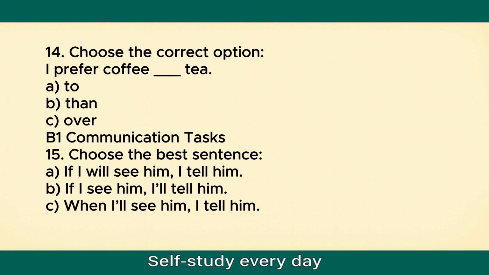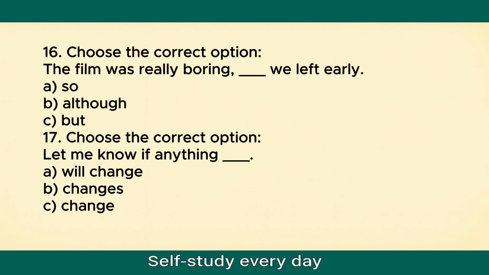14. Choose the correct option. I prefer coffee blank tea. A. 2. B. Then. C. Over. B1 Communication Tasks. 15. Choose the best sentence. A. If I will see him, I tell him. B. If I see him, I'll tell him. C. When I'll see him, I tell him.